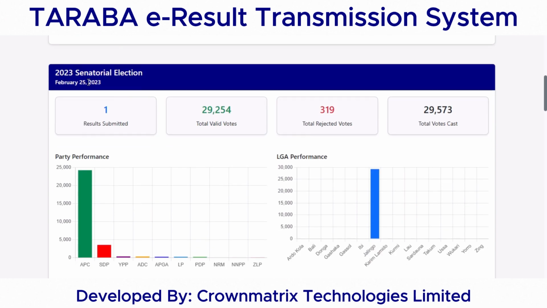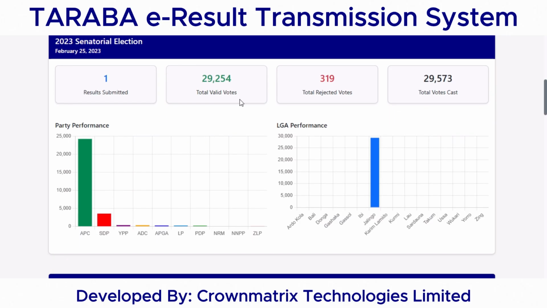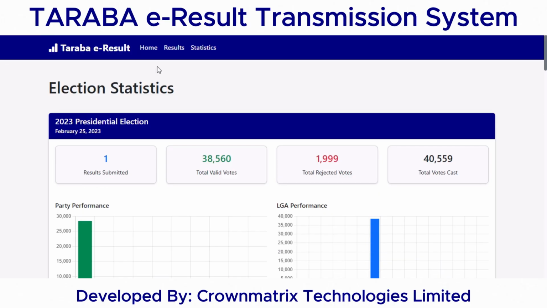Now going to the next one, which is the senatorial election, same thing follows suit. You can see APC is still leading in this particular place. We have a total number of 319 rejected votes, which we tag as invalid votes. So this is it. It's going to show you everything, both the total casted votes and every other thing you need to know about the election, including LGA performance and so on and so forth. So this is how the statistics work, and this is the e-transmission result.